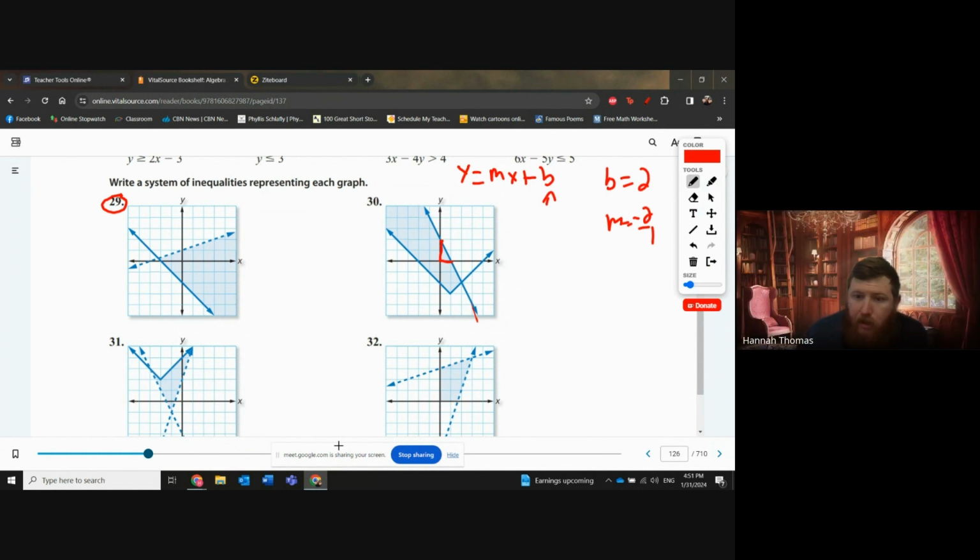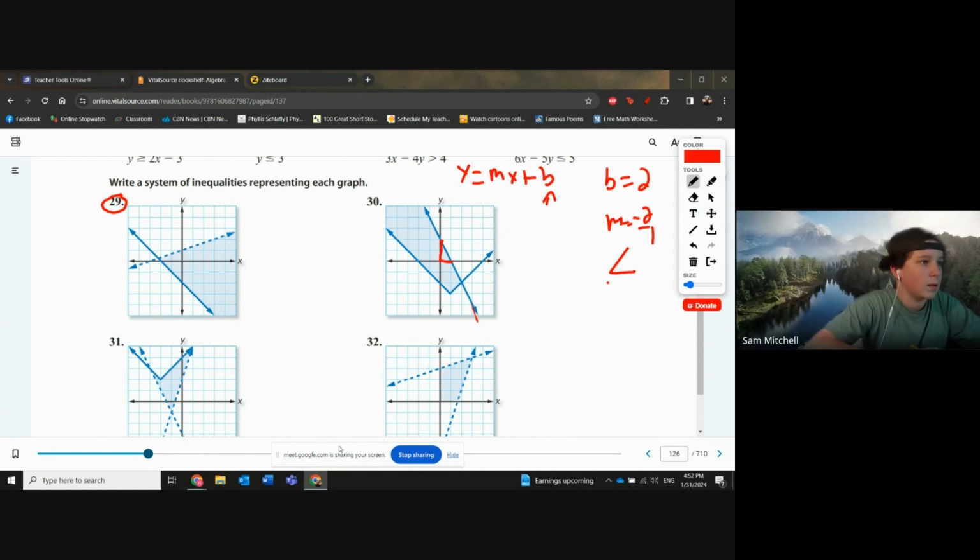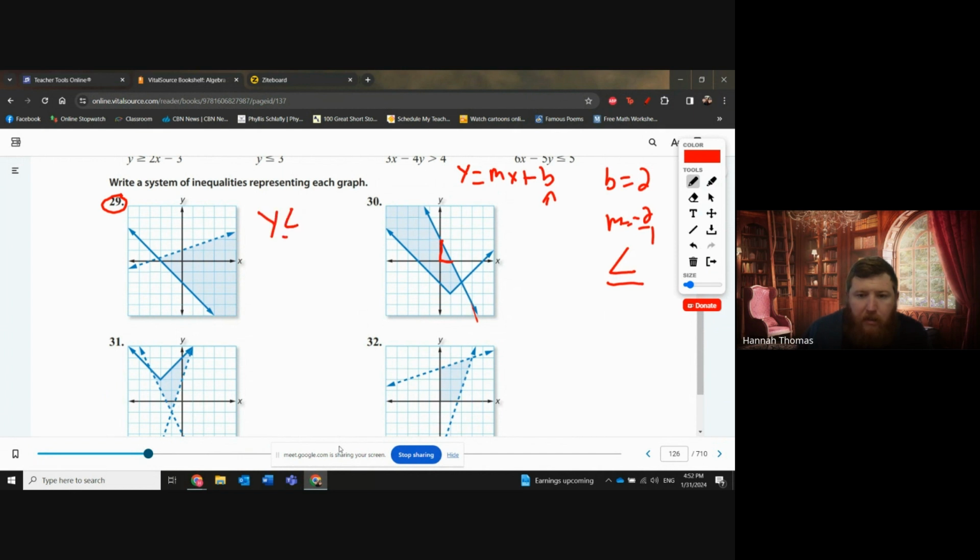Below. So it's going to be less than. And is it a solid or dotted line? Solid. So less than or equal to. Yes. So we're going to end up with y is less than or equal to -2x plus 2. Cool. We got that done.